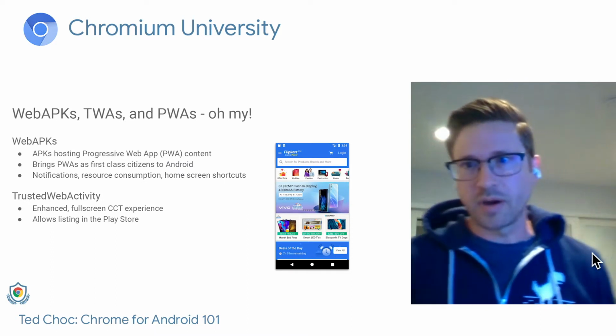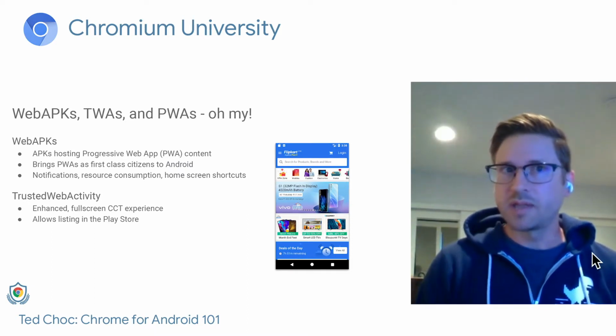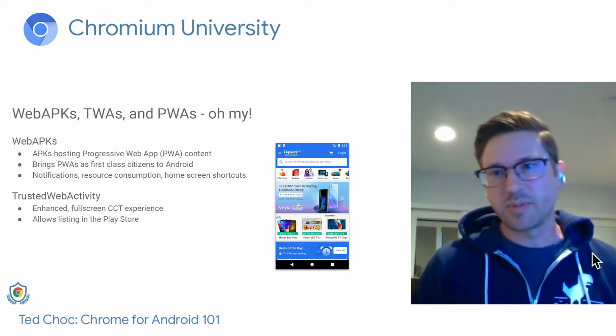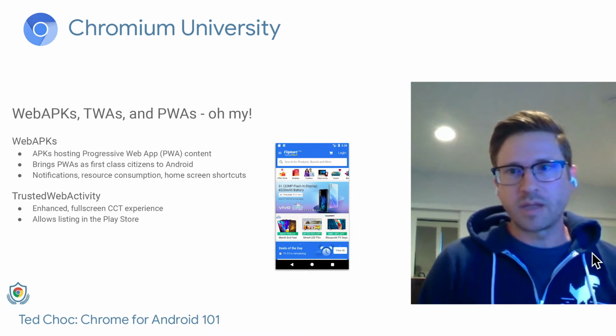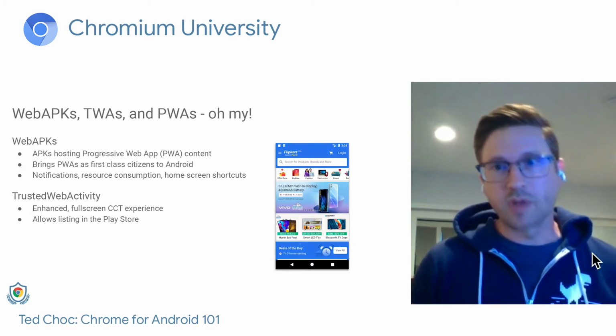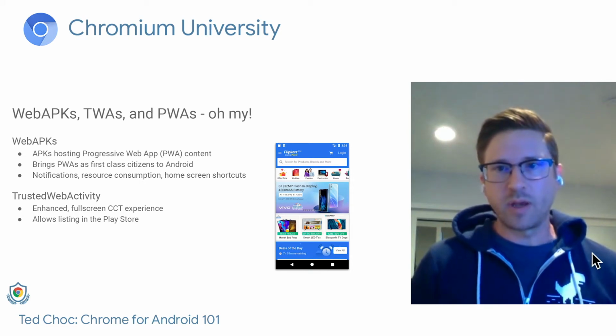In addition, there are a couple other ways of launching Chrome. There's web APKs and TWAs and PWAs, and just something to think about. So web APKs are a way for us to wrap a progressive web app, also known as a PWA, in an APK. APKs are really the executable format for Android.